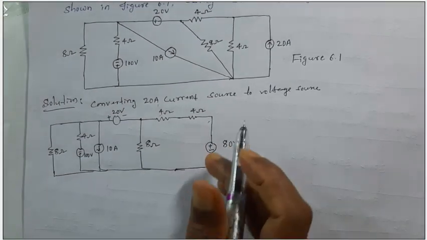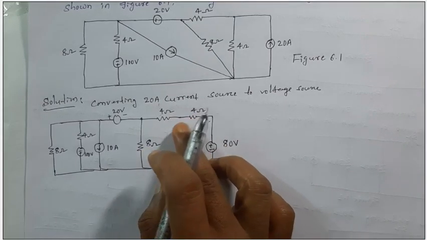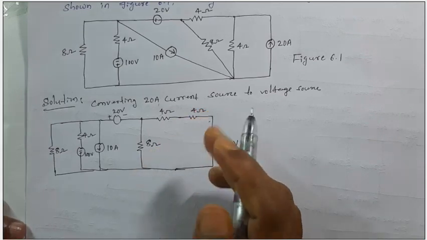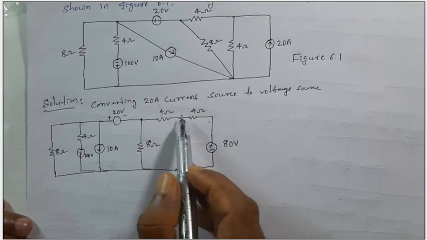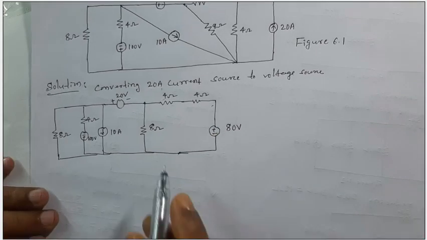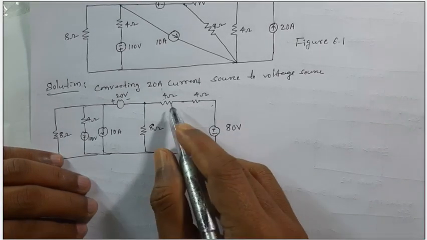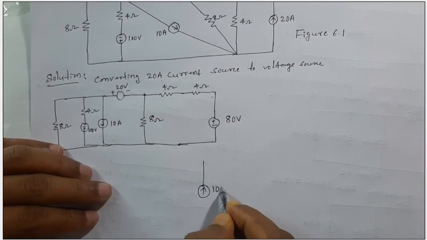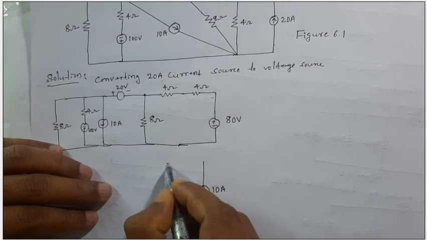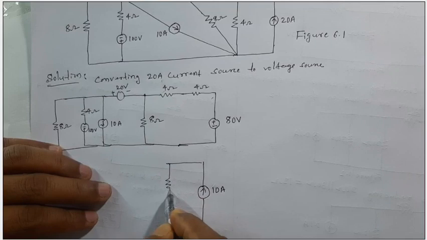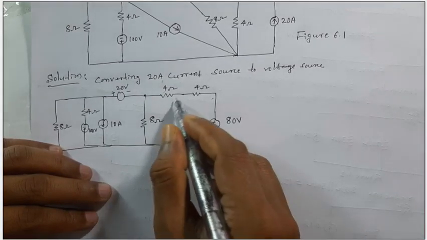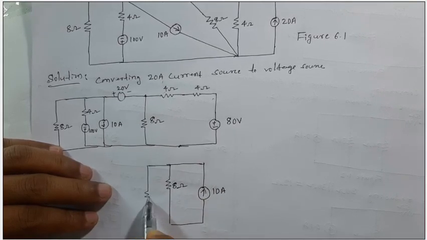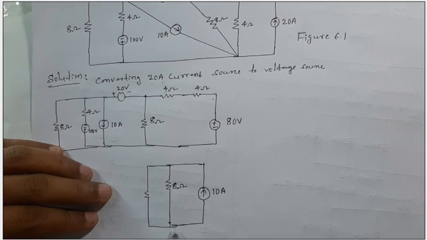Now dear students, these two resistors can be added to form a single resistance of value 4 plus 4 is equal to 8 ohm, and this voltage source along with this will convert to a current source. In that case, this is 80 by 8, which is 10 ampere current source, and along with this we have a resistance of value 4 plus 4, 8 ohm, and already one more resistance is there here, this is also 8 ohm.